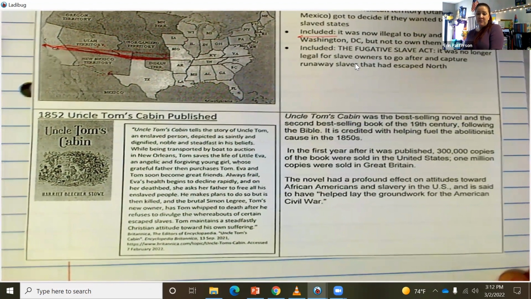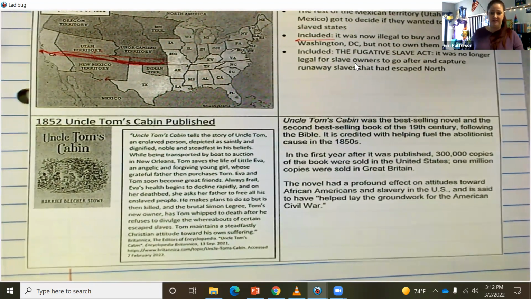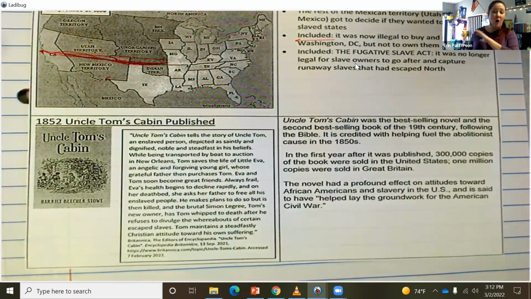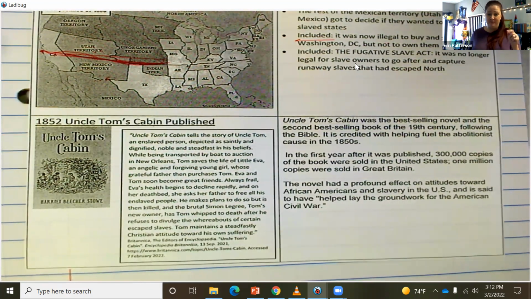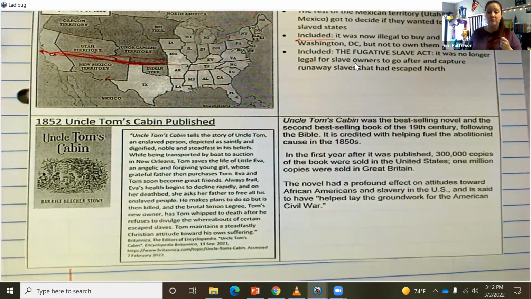And Uncle Tom's Cabin was one of the best-selling novels, the second best-selling book of all of the 19th century, followed only by the Bible. And it helped fuel that abolitionist cause. In the first year after it was published, 300,000 copies of the book were sold in the United States and 1 million copies were sold in Great Britain. So that's how many people were reading this and being impacted by that story.